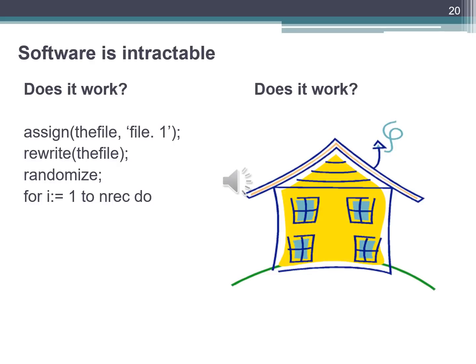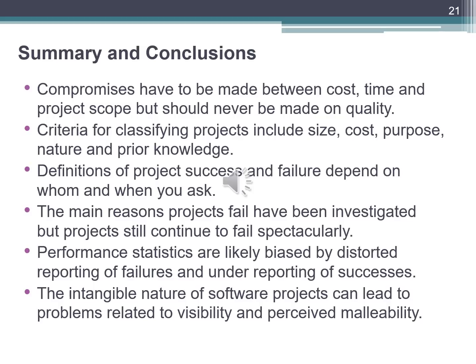Another reason for software project failure is that software projects are intractable. They are complex and hard to govern. Well, up to this stage in this lecture, we defined what a project is, we made a classification of projects, we defined project success and failure, and we examined IT projects as they are prone to failure.